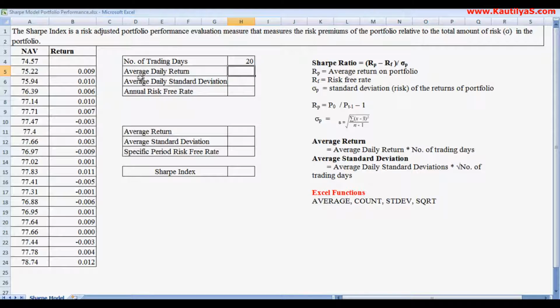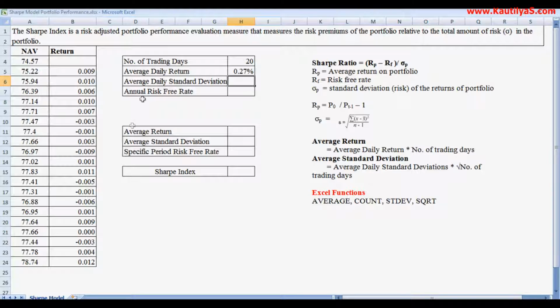And next, we need to calculate the average daily return. So these are the daily returns. We calculate the average daily return by using the Excel function AVERAGE, select all observations. Now we got the average daily return.